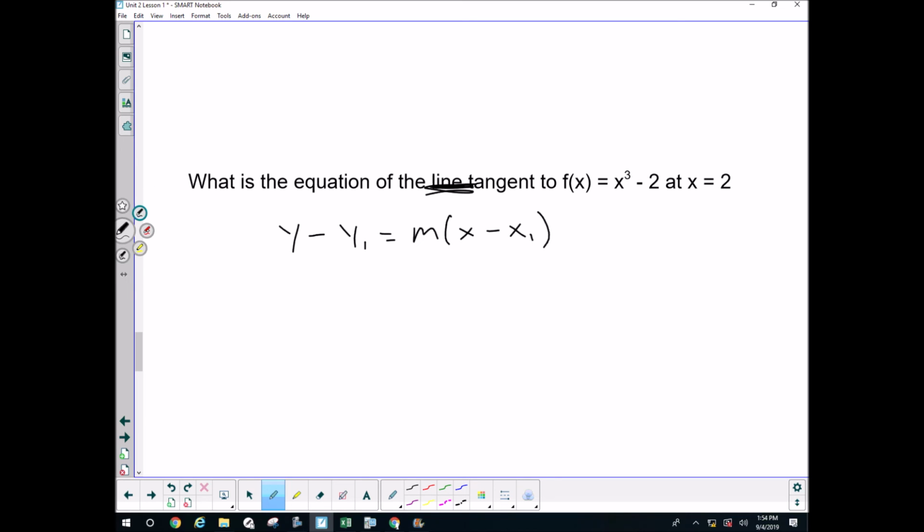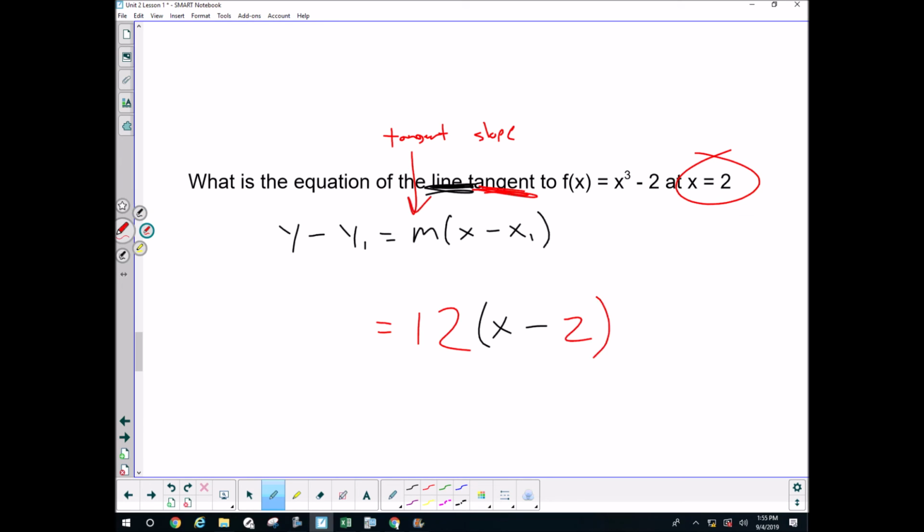Okay, now we want a tangent line. So this m, which stands for slope, that's tangent slope. So that's 12 if we're talking about x equals 2. Now, if we're talking about x equals 2, that's the x coordinate that we're concerned about. Don't change the x, don't change the y. We need the y and the x for it to be a line.